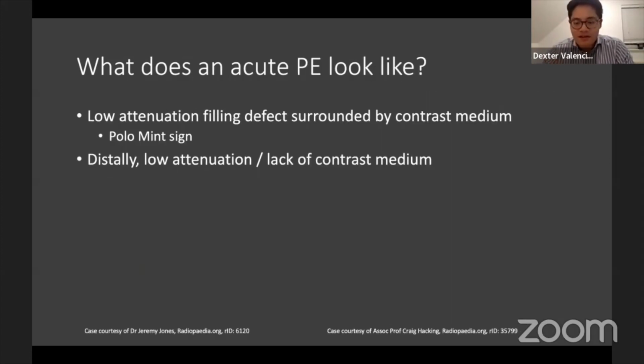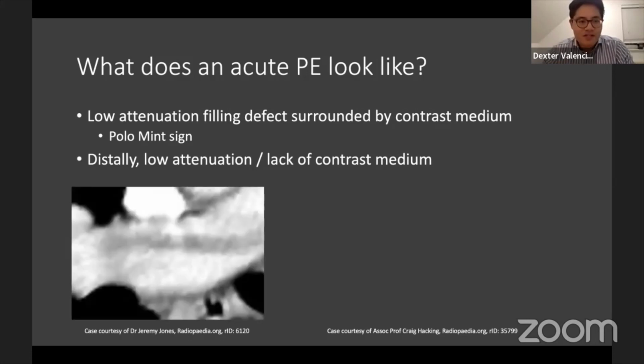But what does it look like? How do we describe it? It's a low attenuation or dark filling defect surrounded by contrast medium. Here on our first example, this is the right pulmonary artery, and that bright oval in front of it is the superior vena cava, or SVC. Within here, we can see this low attenuation or dark filling defect, which looks like a line or a sausage. So we can say it's a linear defect, which just means line. And that is a PE within the right pulmonary artery.